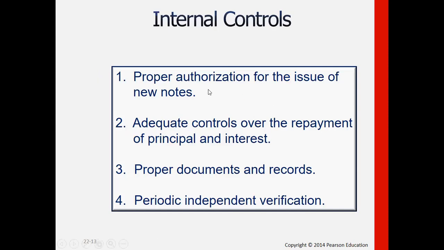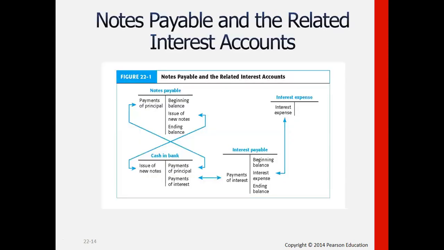Internal controls would include authorization before the issuance of any new notes. Then there should be adequate controls over the repayment. We have to make sure that there is also authorization for such. Proper documentation and keeping of records should be maintained, and independent verification, which is done periodically, should also be maintained. We have to reconcile all records available, the source documents, the journals, and the ledgers, and the financial statements should be congruent with each other or aligned.